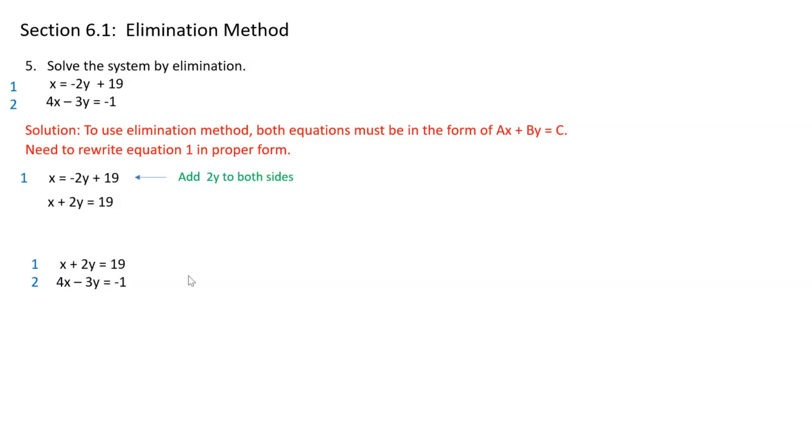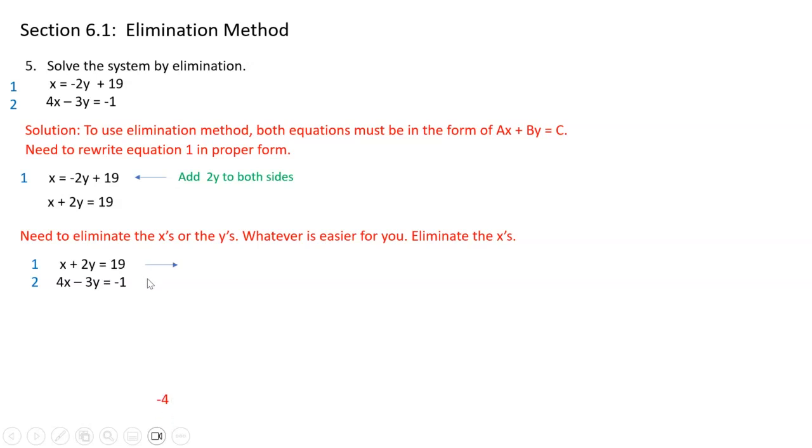But what I see here, guys, is that the x is already by itself, right, in equation number 1. So I'm going to multiply equation number 1 by negative 4. Why negative 4? Because negative 4 times x will give me a negative 4x. And then when I add both equations together, the x's will be eliminated. But in mathematics, you have to multiply negative 4 times both sides of the equal sign.